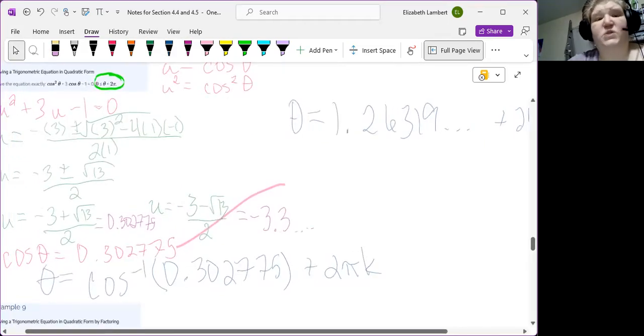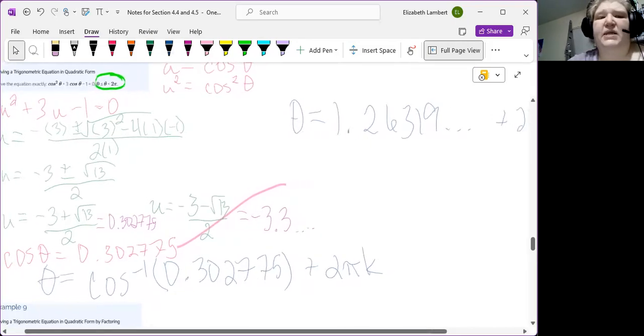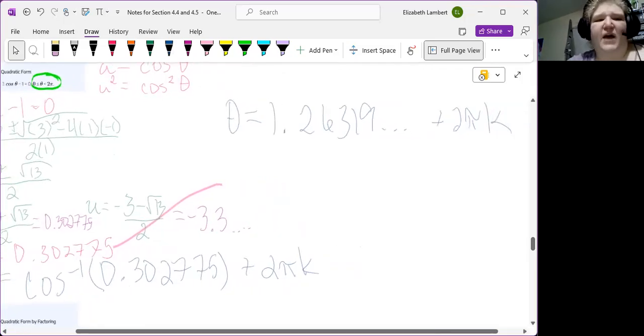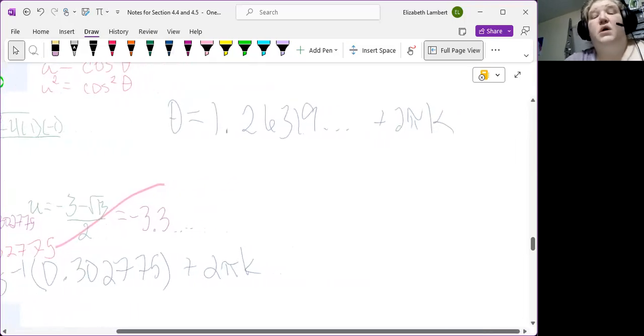I suspect this was actually a typo. I think maybe it was supposed to be minus 2 instead of minus 1. That would have factored. No, it wouldn't have factored either. Is a typo. But this is the answer when it's in radians.